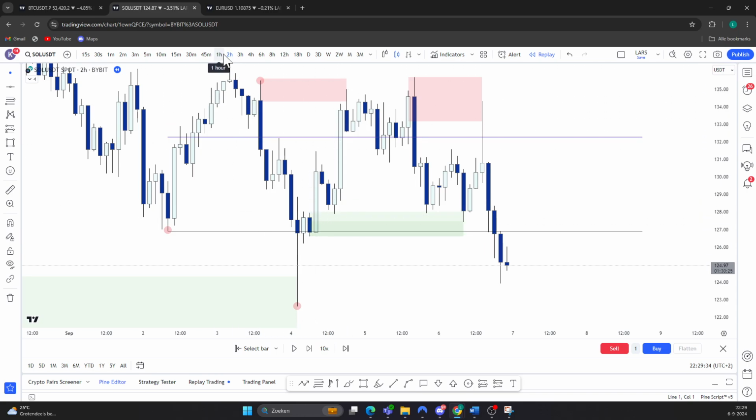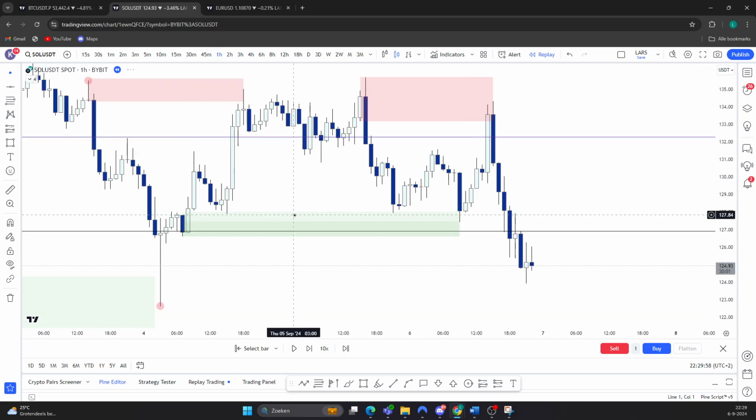And after a mitigation and an expansion away from it, guys, we don't use the block anymore. Very, very important to clarify. The moment we get a mitigation of our order block with a move away, we do not use it anymore. But we can look for more refined areas, like we just discussed, and those could still be unmitigated.